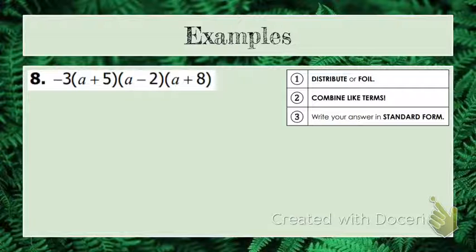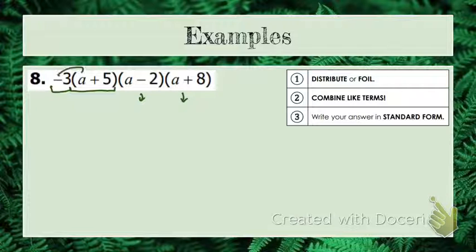Number 8 looks a little more complex. So there are 4 things being multiplied together here. And what we are going to do with those is take only 2 at a time. Now this -3 does not go to everything. It just goes to the first one. So we take 2 things at a time. We're going to multiply -3 times A plus 5. Everything else is just going to come straight down.